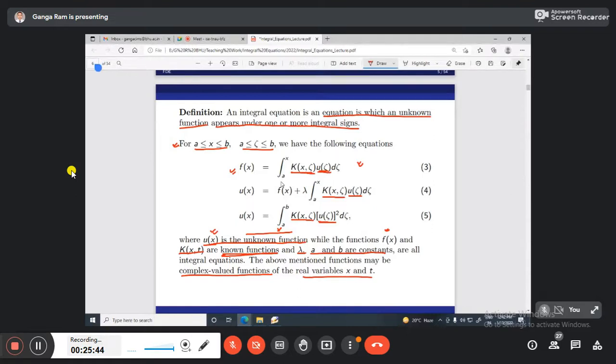Can you write it this way? Suppose u is a function from the interval [a, b] to R. In place of R, we can write C. Then we can write u(t) equal to, suppose, a(t) plus i b(t). So u(x), f(x) and k are known functions, and they may be complex valued functions, and t and x are real variables.